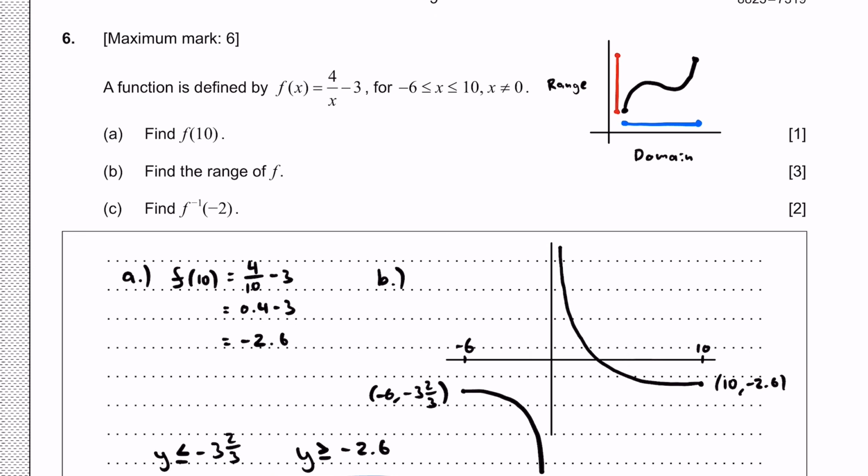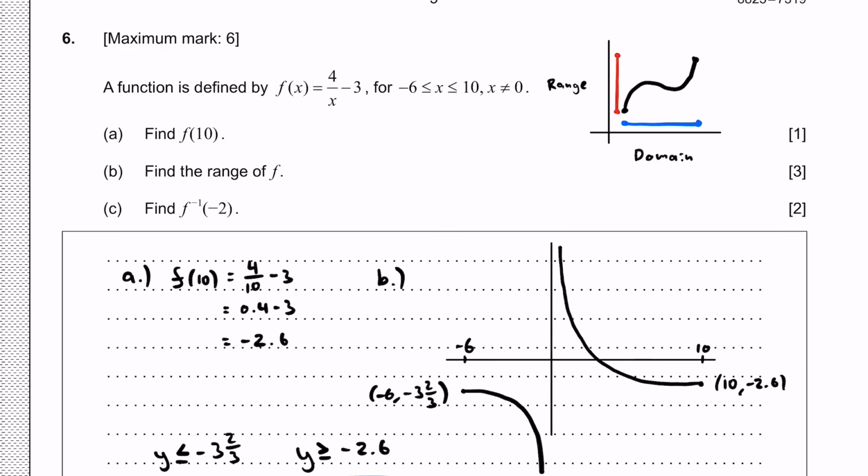Find f inverse of -2. So sometimes these questions are seen as kind of confusing because of the notation, but really what an inverse does, it switches inputs and outputs. Just like here for this f of 10, we substituted a value of 10 for x, that is to say 10 was our input. Inverse switches inputs and outputs. So this -2 is our output, and now we're asking what must the input have been? So if our output is -2, what must the input have been?